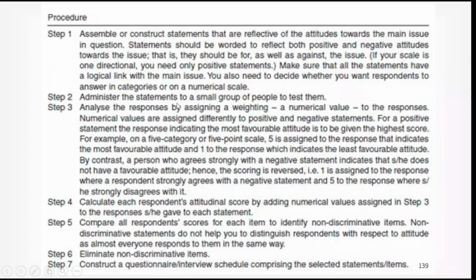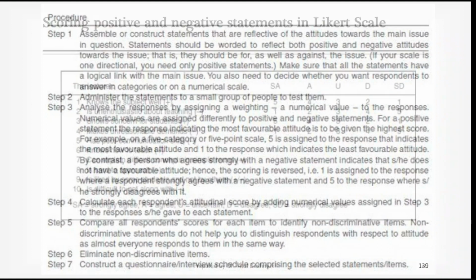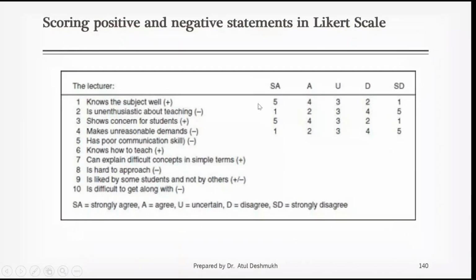Now step two, administer the statement to small group of people to test them. Suppose I will give it to among 40, I will choose two people, two students from your batch, and I will give this questions or I will give this questionnaire to them and I will ask them to answer. I will ask them to answer on this 5-point scale from strongly agree to strongly disagree, right? So that is step number two.